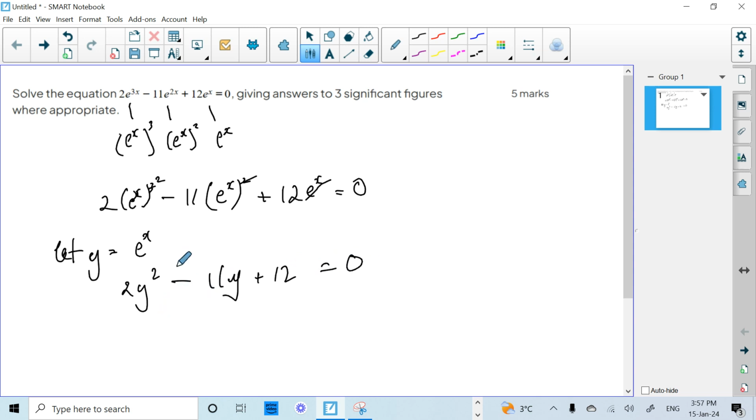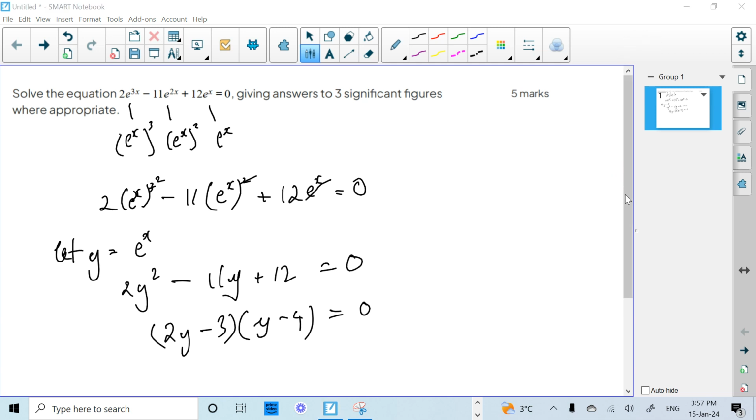Factors of 12, 4 and 3 looks like it will work nicely. So I'll have 2y minus 3 and y minus 4. Let's just check. That'll give me 2y squared, minus 8y minus 3y, which is minus 11y, and minus 3 times minus 4 will give me plus 12. So that works nicely. I'm happy with that, so we can move on.